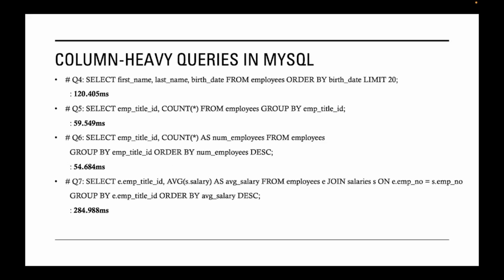For our column-heavy queries, we can see they're much slower than the row-heavy queries. Our query 4 is about 120 milliseconds, query 5 is about 60 milliseconds, query 6 is about 55 milliseconds, and query 7 is almost 285 milliseconds.